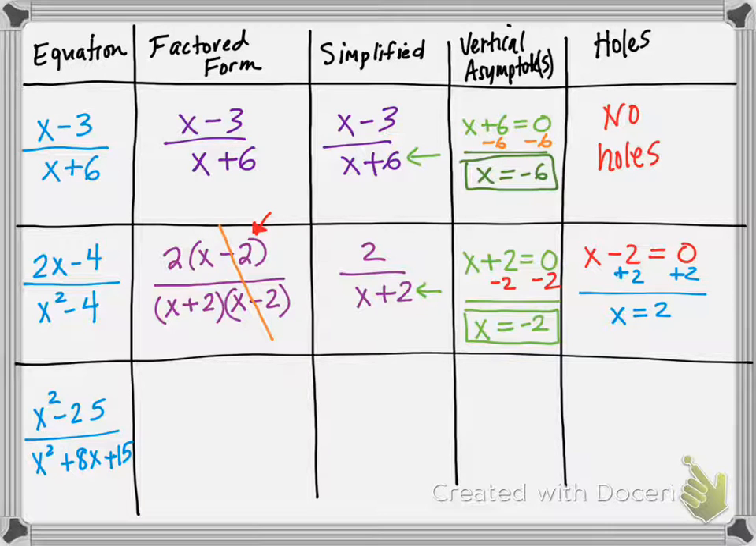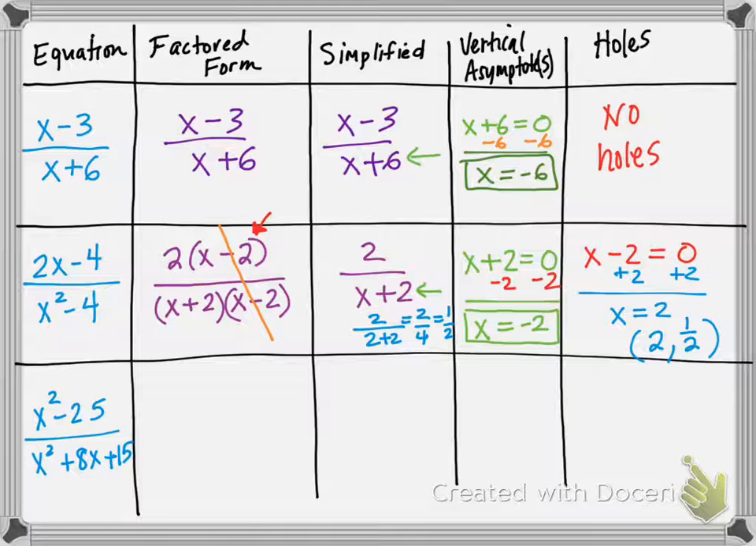So my hole is going to be written as an ordered pair. So it's at 2 comma something. In order to find the y-coordinate, I have to look at the simplified form here and I have to plug in 2 for x. So if I plug in 2 for x, I would have 2 over 2 plus 2, which is 2 over 4, which simplifies as 1/2. So this is where my hole would be, 2 comma 1/2.